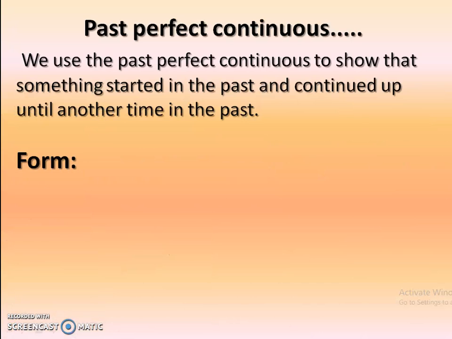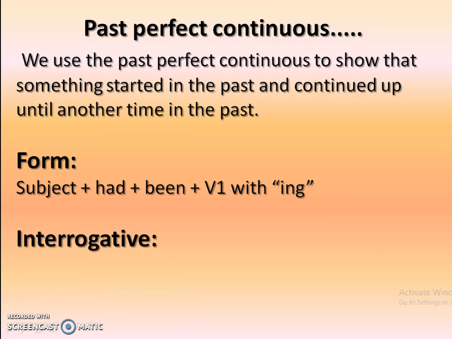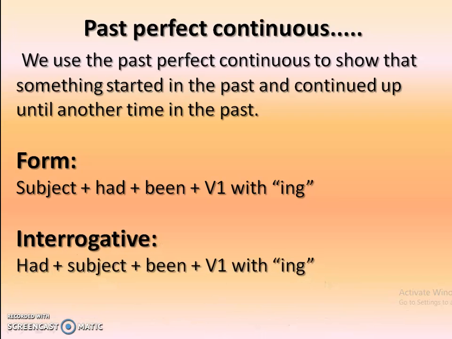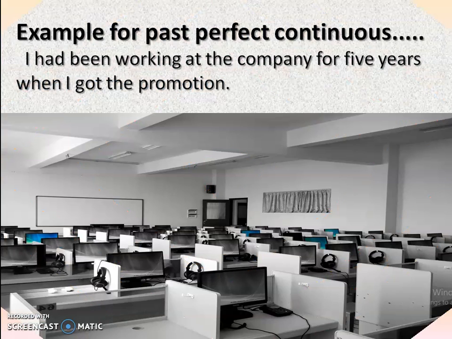Past perfect continuous tense. We use the past perfect continuous tense to show that something started in the past and continued up until another time in the past. Form: subject plus had plus been plus V1 with ing. Interrogative: had plus subject plus been plus V1 with ing.